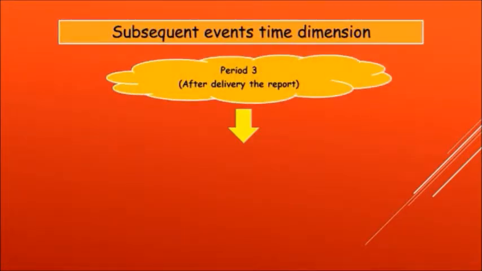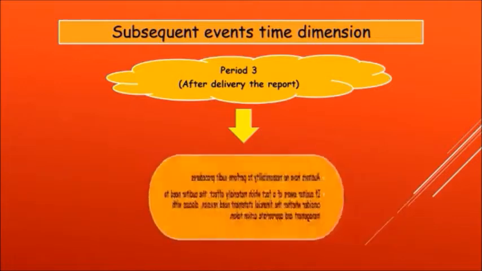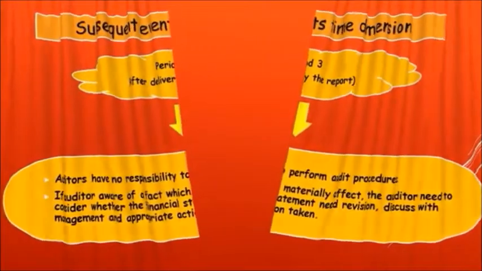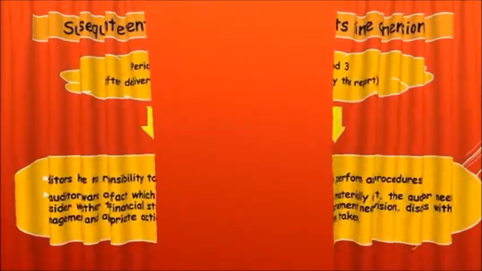Period 3: after delivery of the report. Auditors have no responsibility to perform audit procedures. If the auditor becomes aware of a fact which materially affects them, the auditor needs to consider whether the financial statements need revision, should discuss with management, and should take appropriate action.